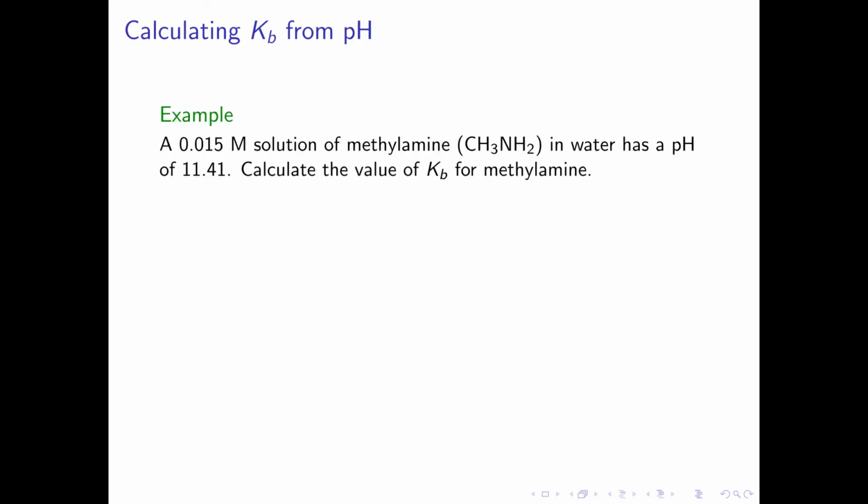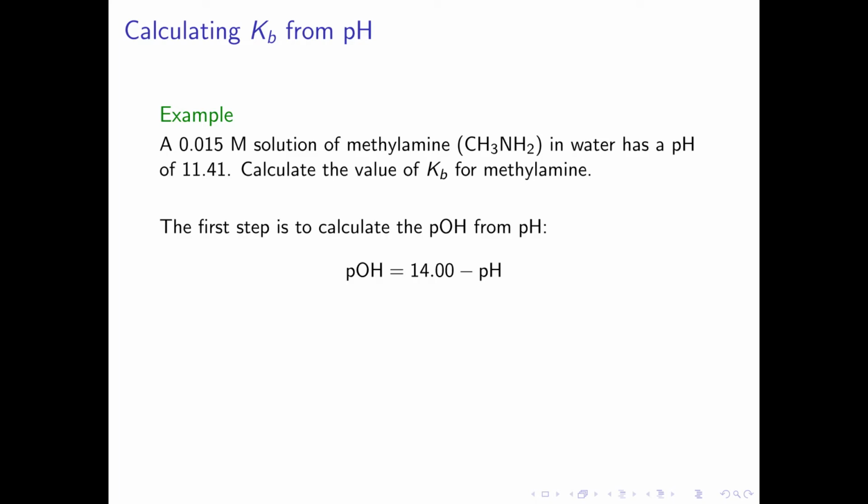Let's consider an example. You're given a 0.015 molar solution of the weak base methylamine in water, and this solution is determined to have a pH of 11.41. Calculate the value of Kb for methylamine. Our starting point in this calculation is to first calculate the pOH from the pH. Recall that the pOH is equal to 14 minus the pH, or 14 minus 11.41. This gives a pOH value of 2.59.